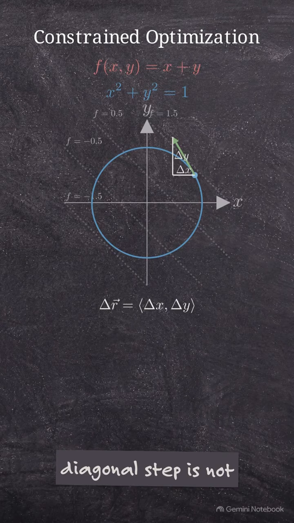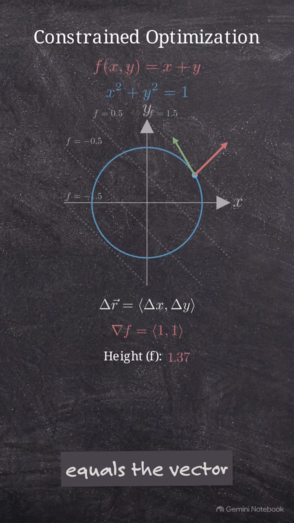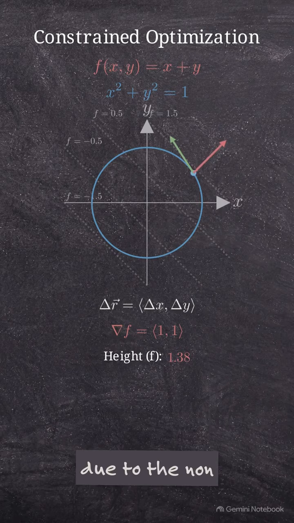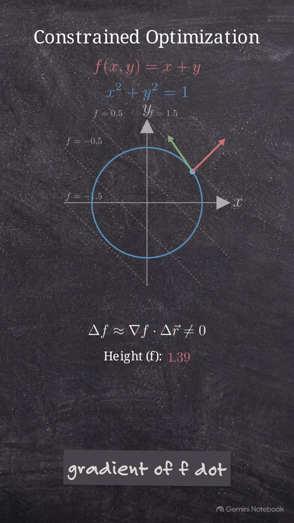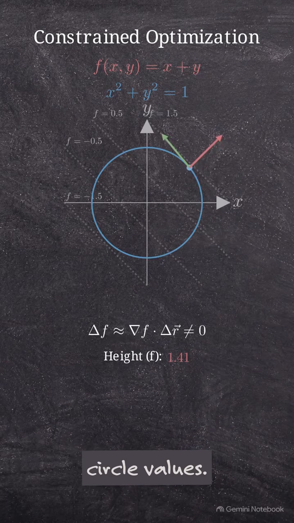As long as that diagonal step is not perpendicular to the objective function's slope, given by the gradient of f equals the vector 1 comma 1, your net height f actively changes due to the non-zero dot product. Delta f is approximately the gradient of f dot delta r, which is not equal to 0, which is dependent on varying r circle values.